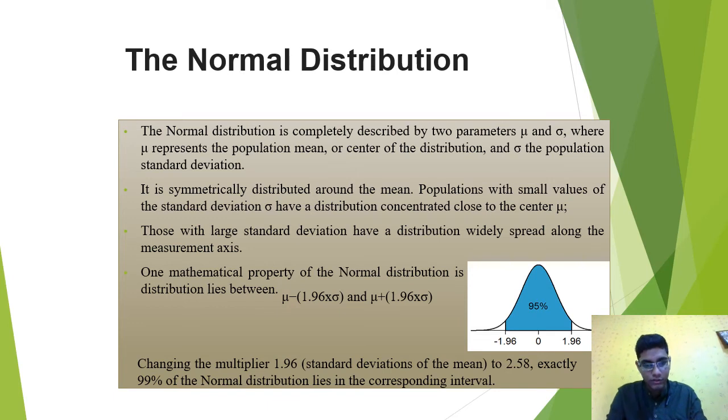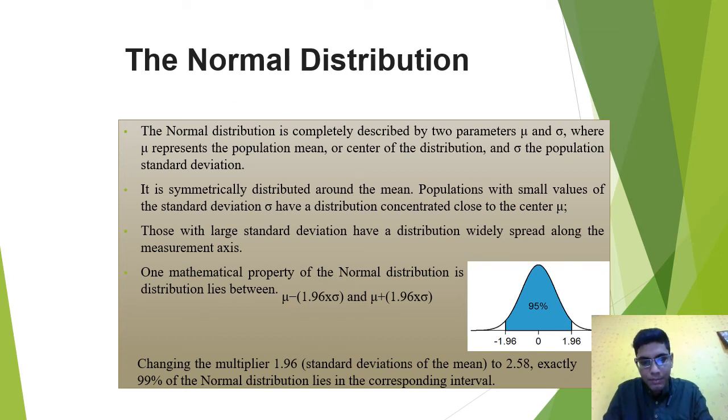Populations with small values of the standard deviation sigma have distributions concentrated close to the center mu. Those with large standard deviation have a distribution widely spread along the measurement axis. Now, one mathematical property of the normal distribution is that 95% of the distribution lies between mu minus 1.96 x sigma and mu plus 1.96 x sigma. Okay, so this is the graph on the top right corner.